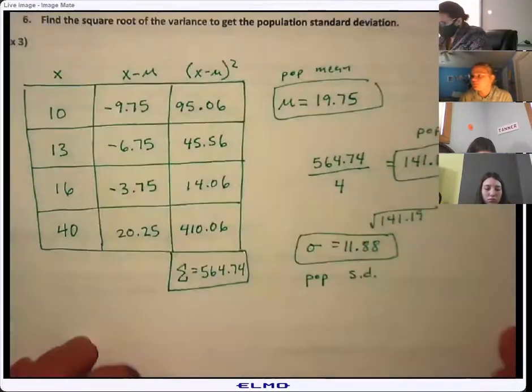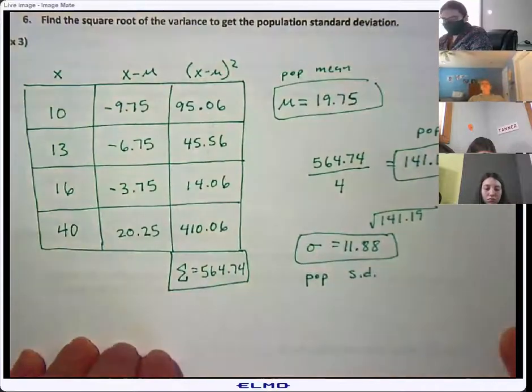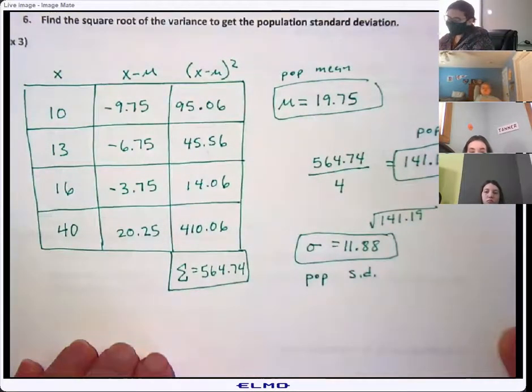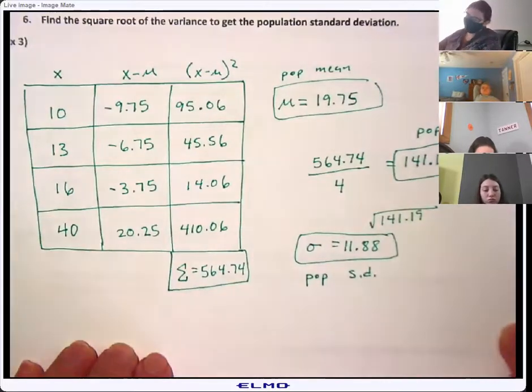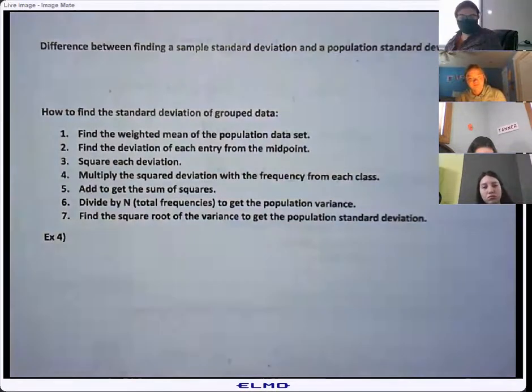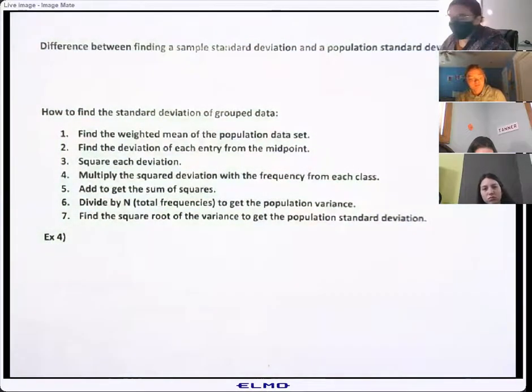Okay, so the last one that we're going to do, anybody have questions on this one? The last one that we're going to do is a population or a, oh, anybody remember what the difference is between finding a sample standard deviation and a population standard deviation? I will give you a prize for this.